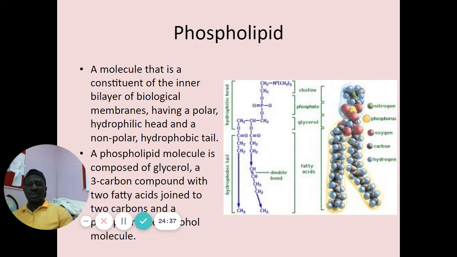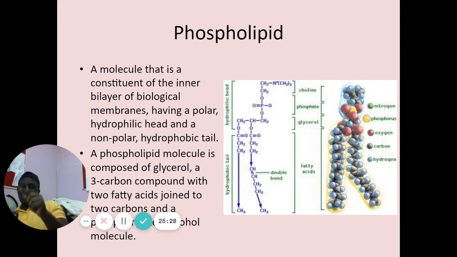A molecule that is a constituent of the inner bilayer of biological membranes, having a polar, that means a charged, hydrophilic head. So if you look here, this is the head. There is phosphorus attached, or phosphoric acid attached on this head, but again, it is polar, meaning that it is charged. It has charges. So polar, and it is hydrophilic. The structure of the phosphate part gives us a unique feature of a plasma membrane. The upper part of a phospholipid is made up of the phosphate group, and it is polar.